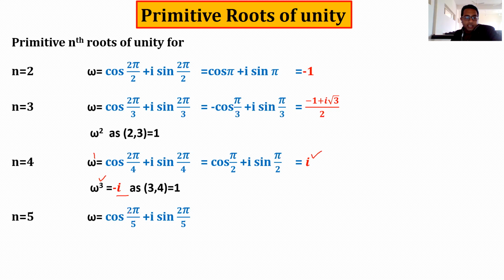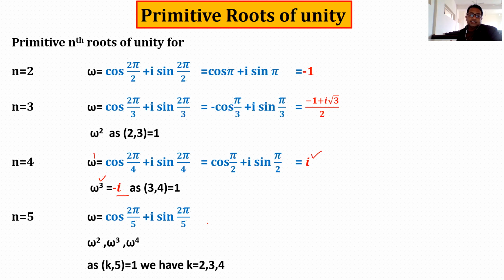Similarly, for n equal to 5, omega is cos 2 pi by 5 plus iota sine 2 pi by 5. And the other primitive fifth roots of unity will obviously be omega square, omega cube, omega 4, because 2, 3, 4 have GCD equal to 1 with 5.